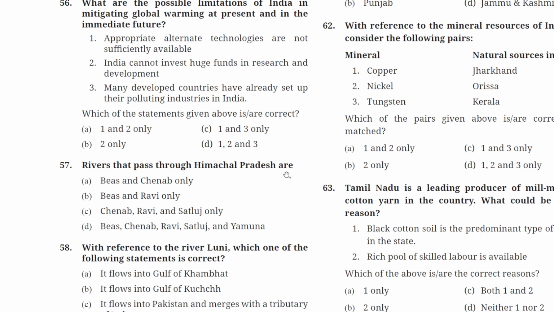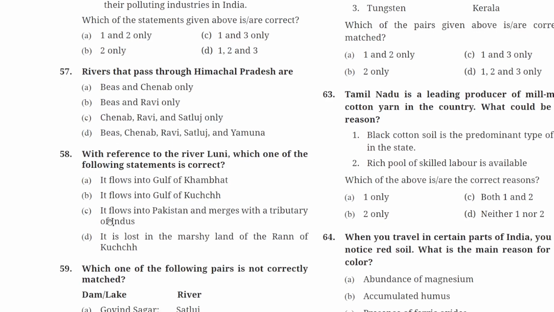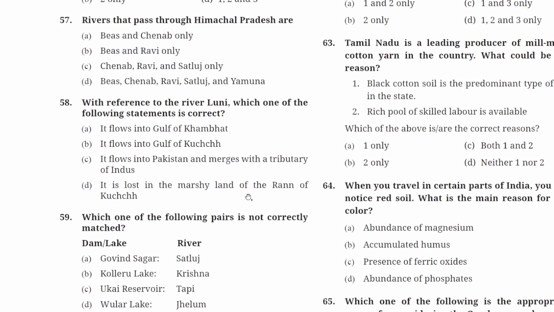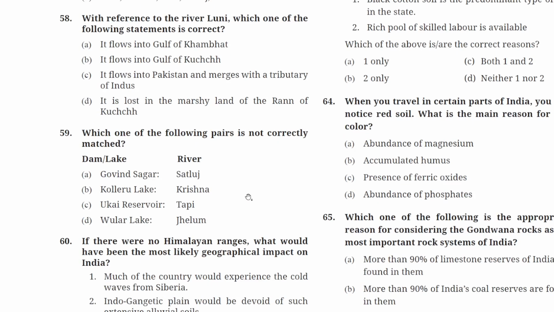Rivers that pass through Himachal Pradesh are Beas, Chenab, Ravi, Satluj, and Yamuna. All the four, D. 58. With reference to the river Luni, which one of the following statements is correct? 58. It is lost in the marshy land of Rann of Kutch. It is true.